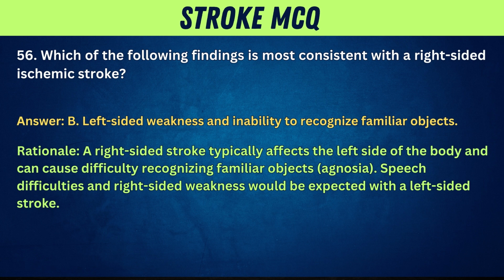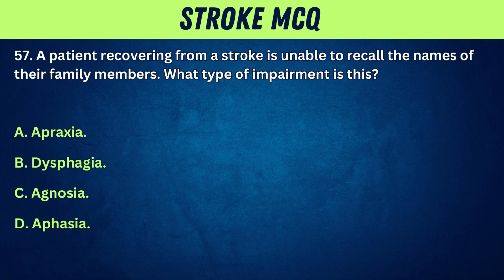Rationale: a right-sided stroke typically affects the left side of the body and can cause difficulty recognizing familiar objects, agnosia. Speech difficulties and right-sided weakness would be expected with a left-sided stroke.